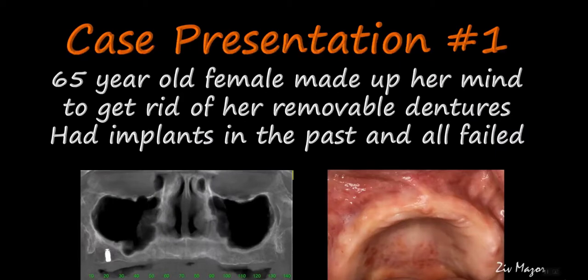We will start first with a case of a lady, 65 years old, that already had implants in the past, and all her implants, except for one, failed. We see the panoramic view on the left that shows there is only one implant left. On the right, we can see the ridge without the teeth, and the patient has been walking with dentures for the last few years now.